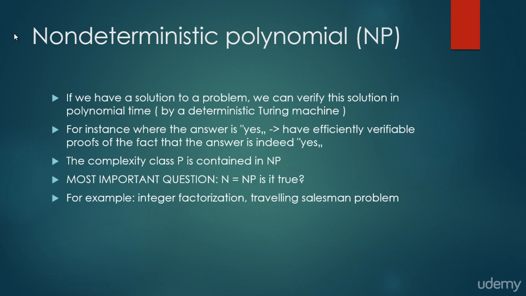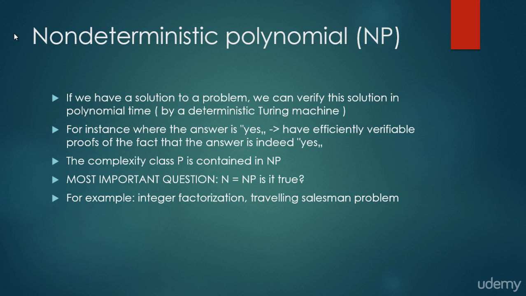As far as the non-deterministic polynomial class is concerned, if we have a solution to a problem, we can verify this solution in polynomial time. So we cannot necessarily solve the problem in polynomial time, but if we find a solution to the problem, we can verify it in polynomial time by a deterministic Turing machine. For instance, where the answer is yes, we have efficiently verifiable proofs of the fact that the answer is indeed yes, in polynomial time, quite fast. So the complexity class P is contained in NP, and the most important question, as I've said earlier, is whether P is equal to NP. Is it true or not?